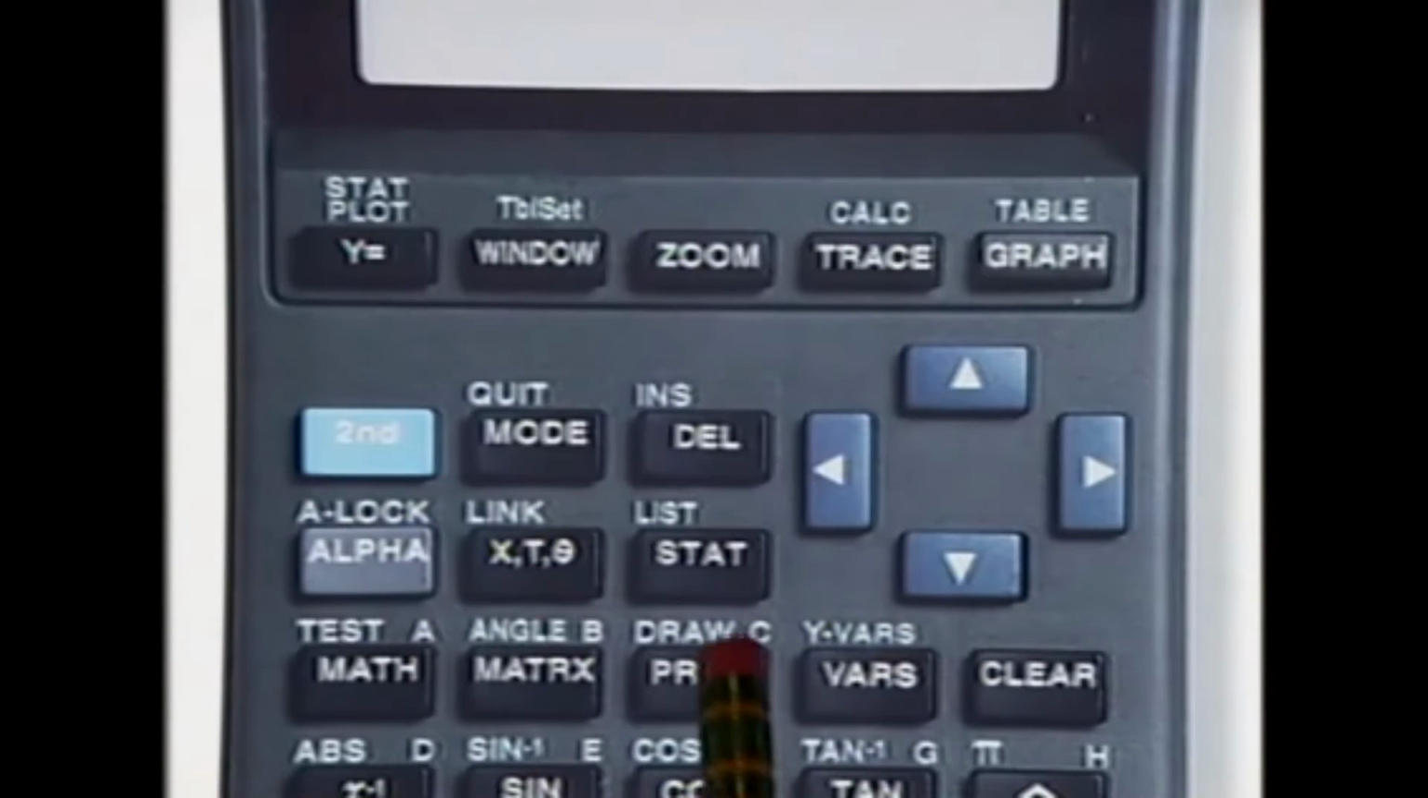This third key here on the third line is the stat key for statistics, and the list above that. We will be using that a lot, and we'll go through that. Finally, the fourth row are menus, the math menu, the matrix menu.